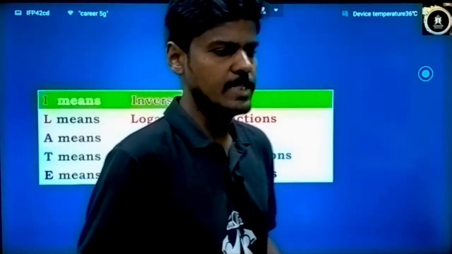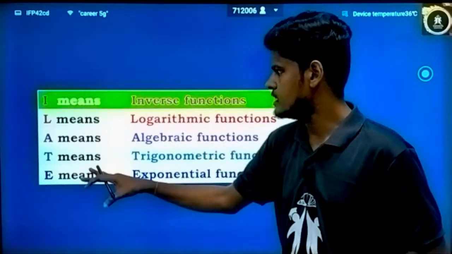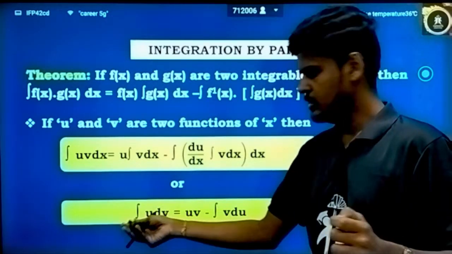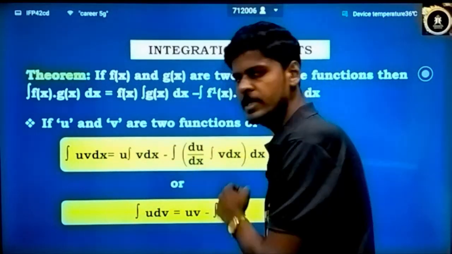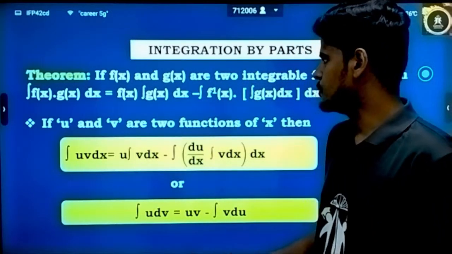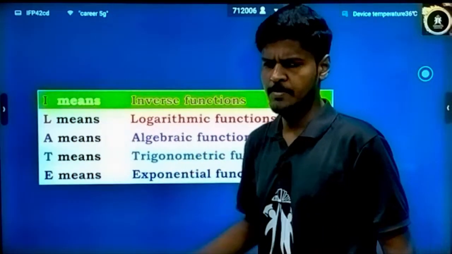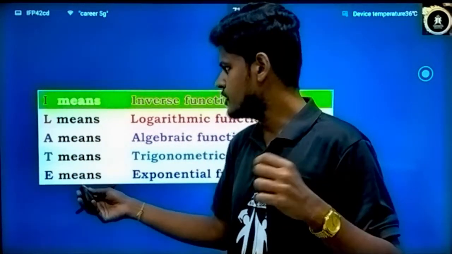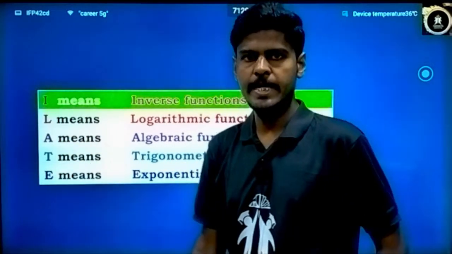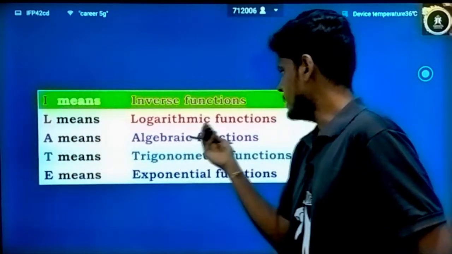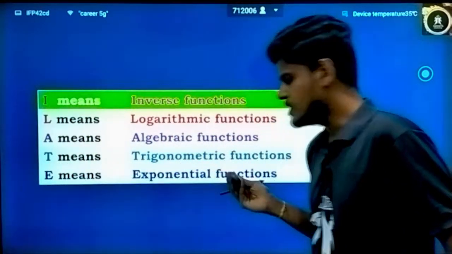Now, how to choose the first function and the second function? The first function is u, the second function is dv. We have two functions and can choose any one, so how do we choose? That is given by this table. You should remember it as ILATE. Choose the first function in the order of ILATE, where I means inverse functions, L means log, A means algebraic, T means trigonometry, and E means exponential.